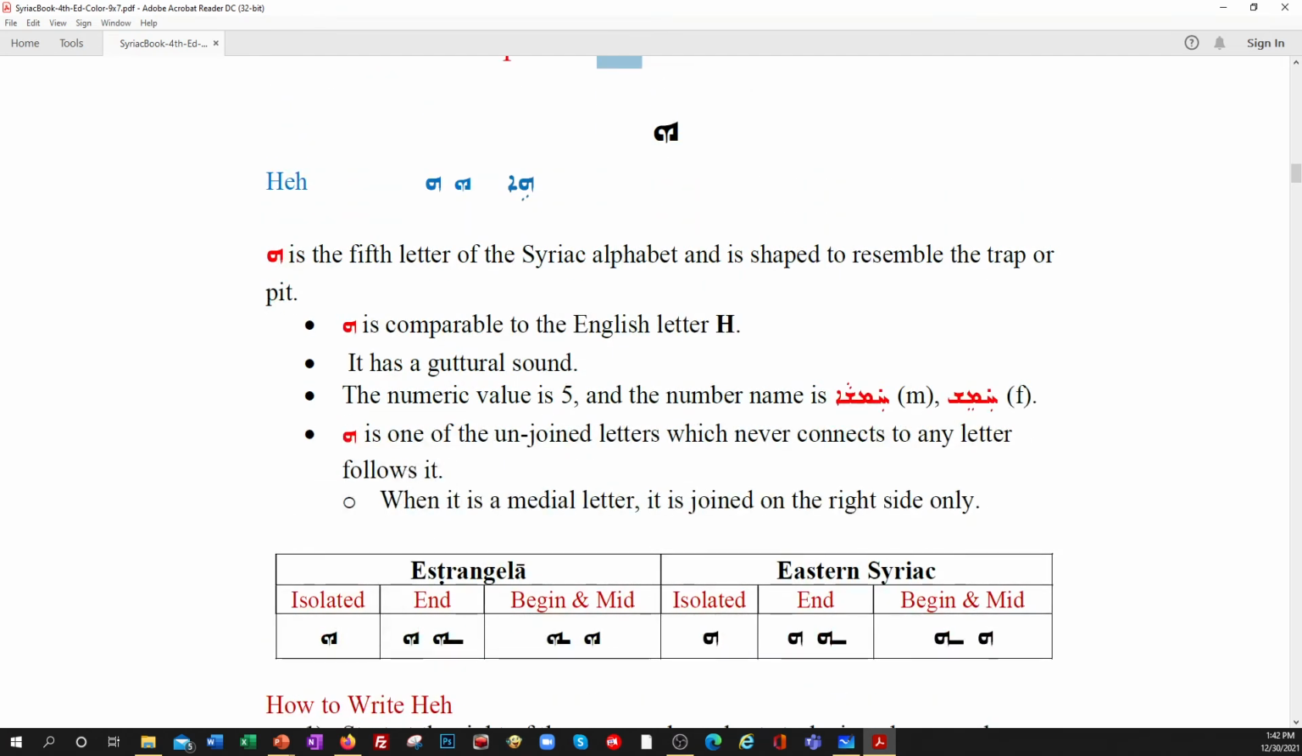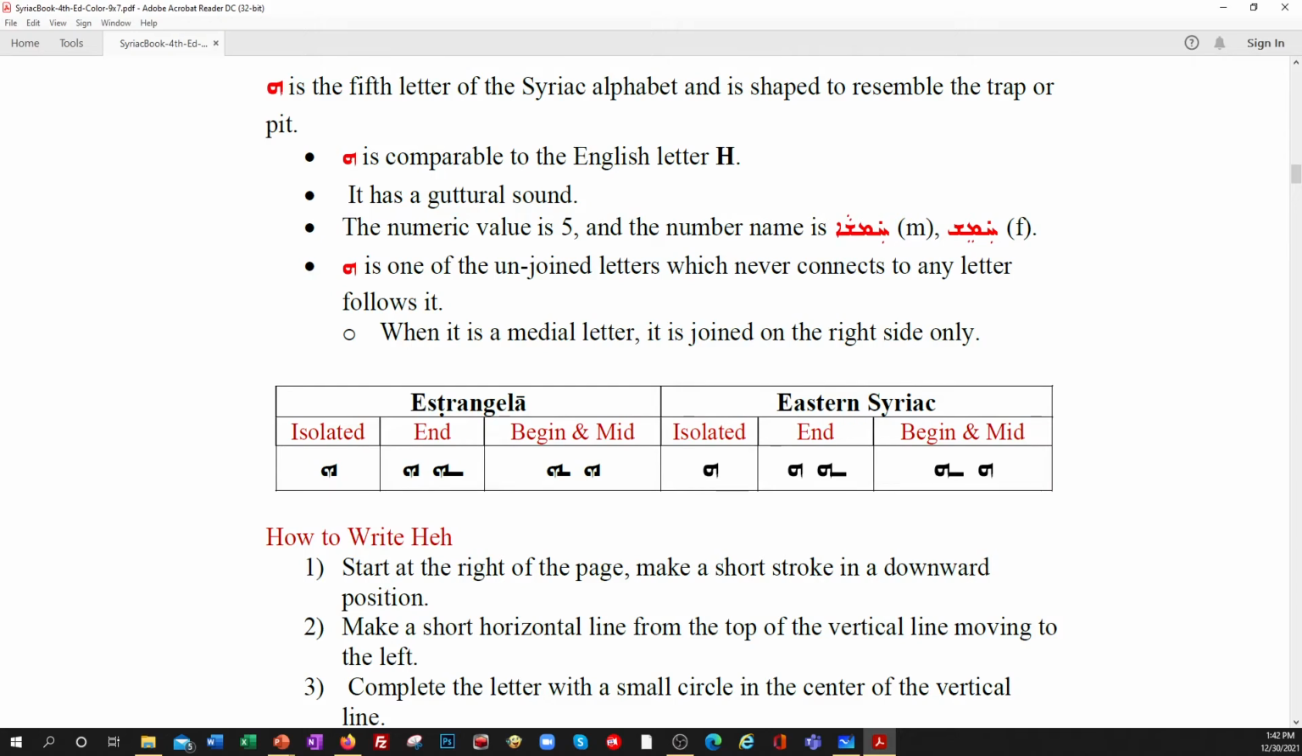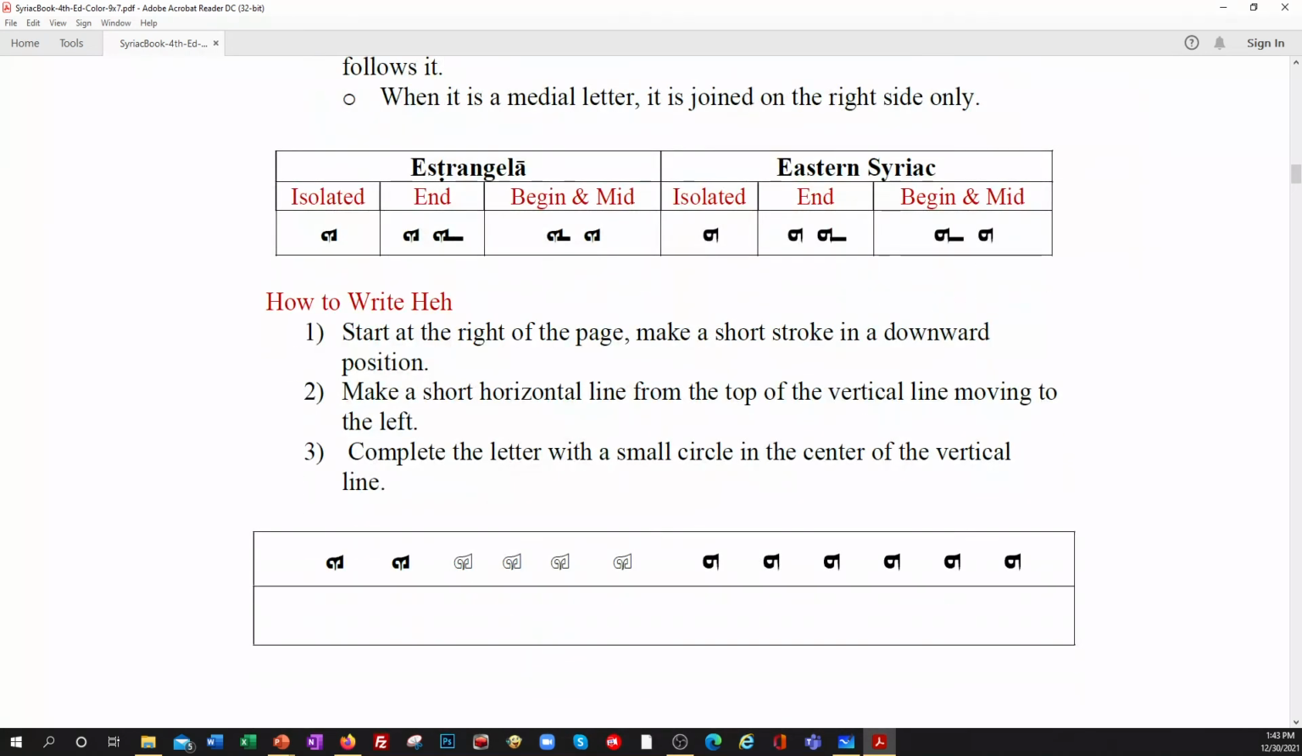So the first letter of this group is he. He in Syriac is like this one. Estrangila is going to look like this one. And the name is he. He is H in English. The numeric value for he is 5. The number name is different for male and female. And it is an unjoined letter, as I mentioned just a minute ago. And this is how exactly it's going to look in the word.